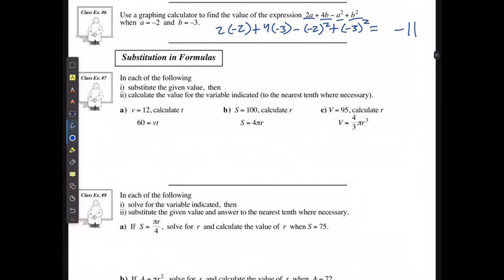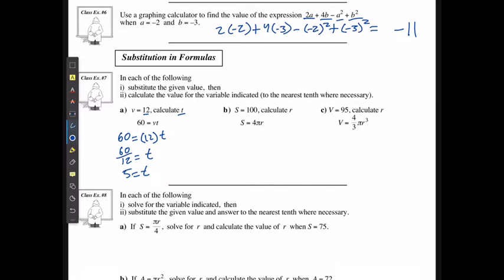If I'm substituting in formulas, which, like I said, is going to be a really big part of this measurement unit, then I'm just going to make sure that I substitute the numbers in where they're supposed to go and then solve for the missing variable. So if I know that v is 12 and I want to calculate t, I'm going to say that 60 is equal to bracket 12t, which means that 60 over 12 is going to equal t, or that 5 is going to equal t in this case.